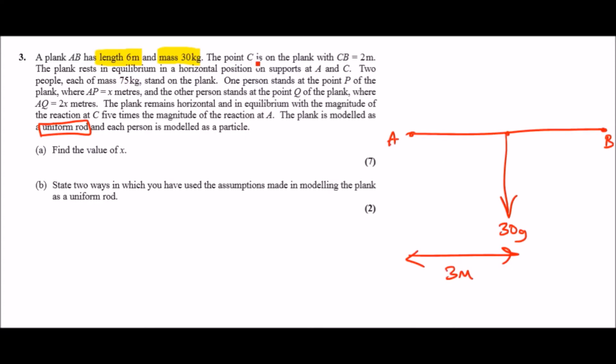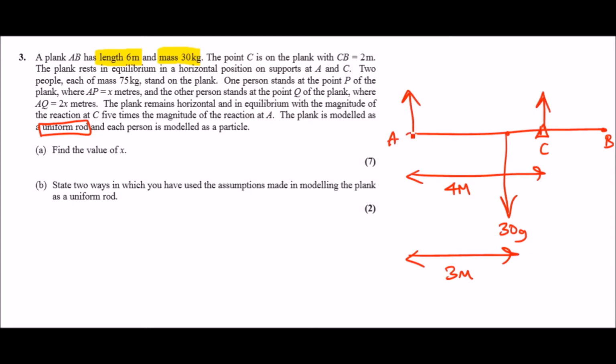Now we also know there's another thing at point C. Point C is 2 meters away from B, so it's somewhere around here. Let's call this C, 2 meters away from B, so it's practically 4 meters away from A. The idea is that I'm always going to take moments around A because it's easier. Now the plank rests in equilibrium in a horizontal position on the supports A and C, so there's some sort of reaction going on.